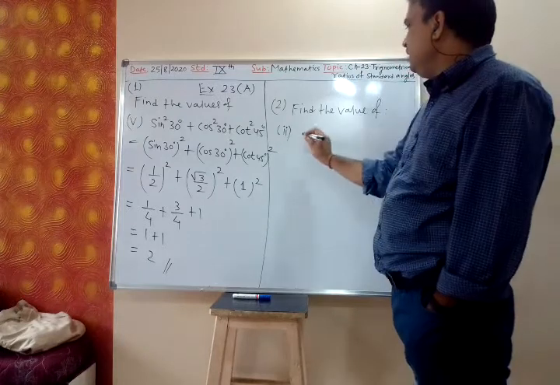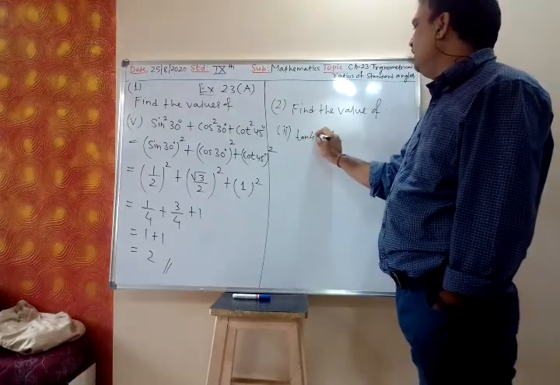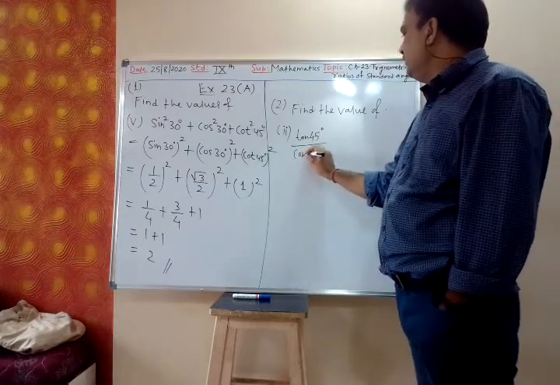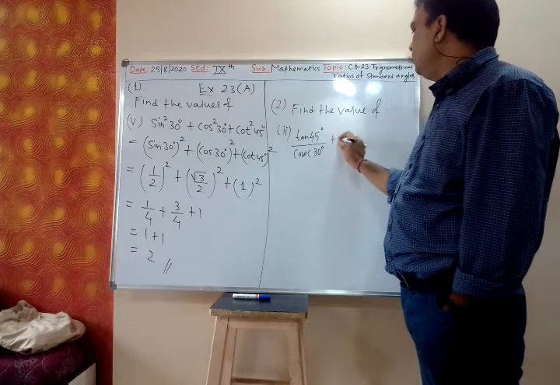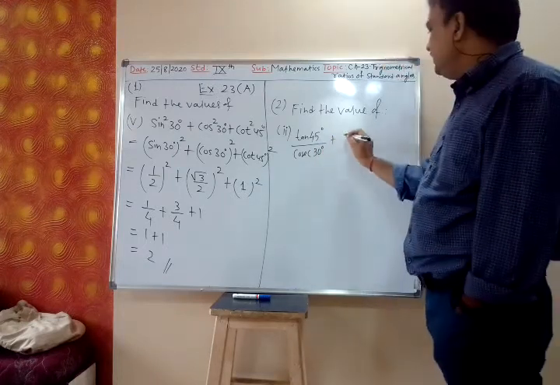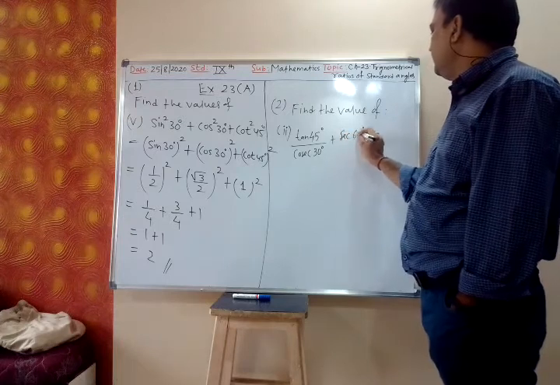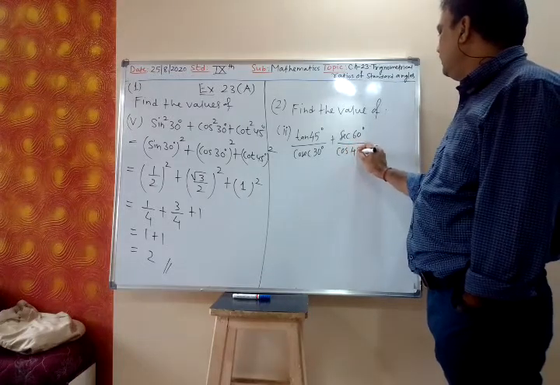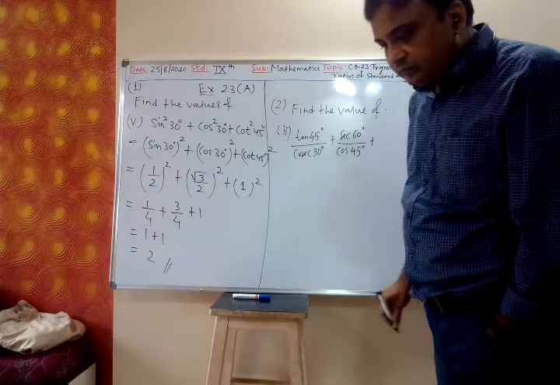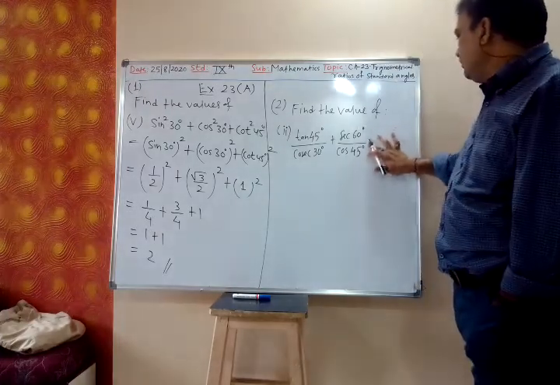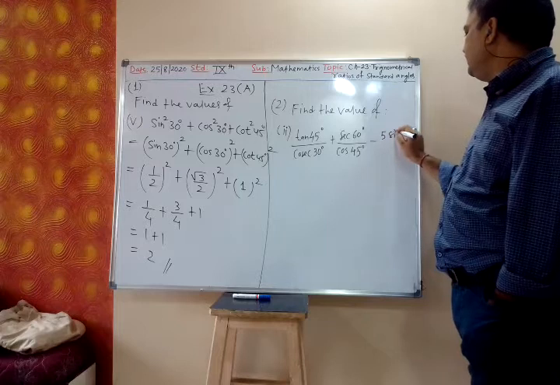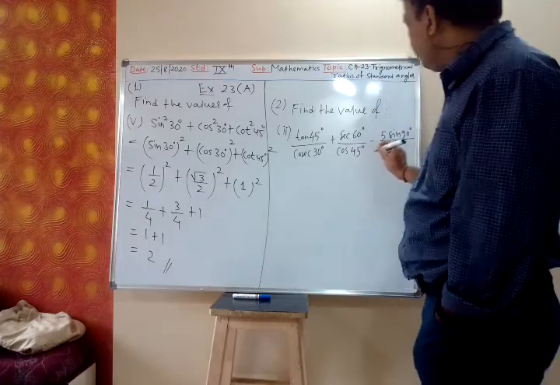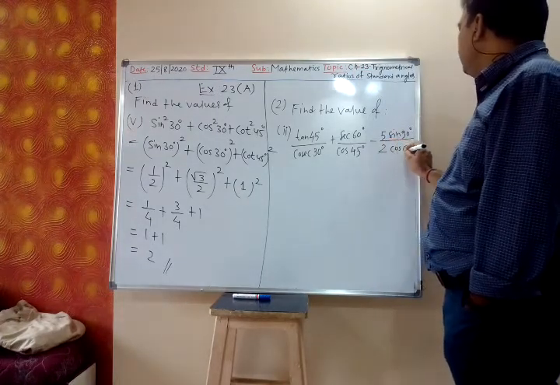Second is tan 45 degree upon cosec 30 degree, plus sec 60 degree upon cos 45 degree, minus 5 sin 90 degree upon 2 cos 0 degree.